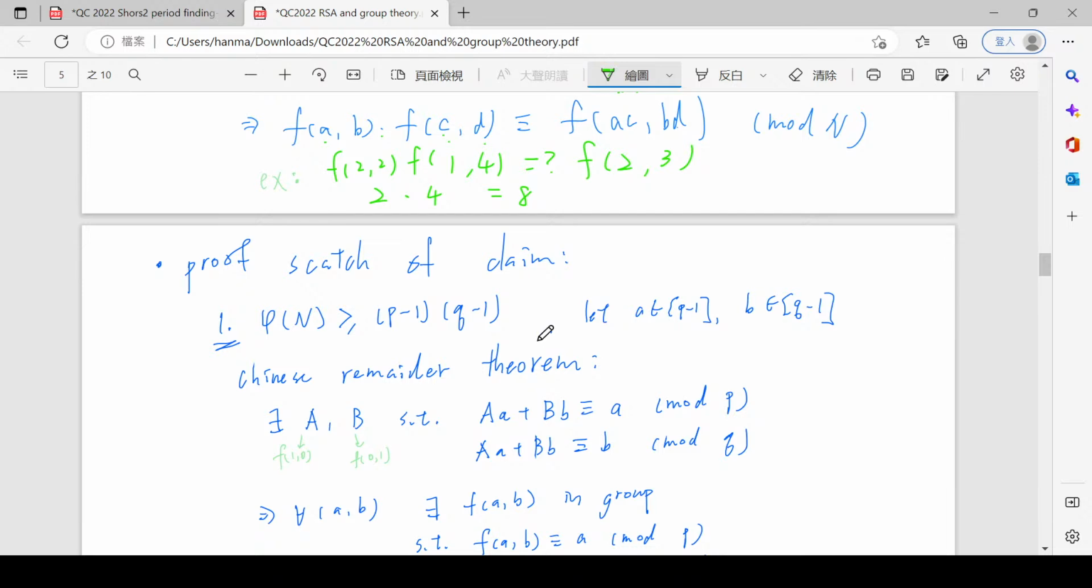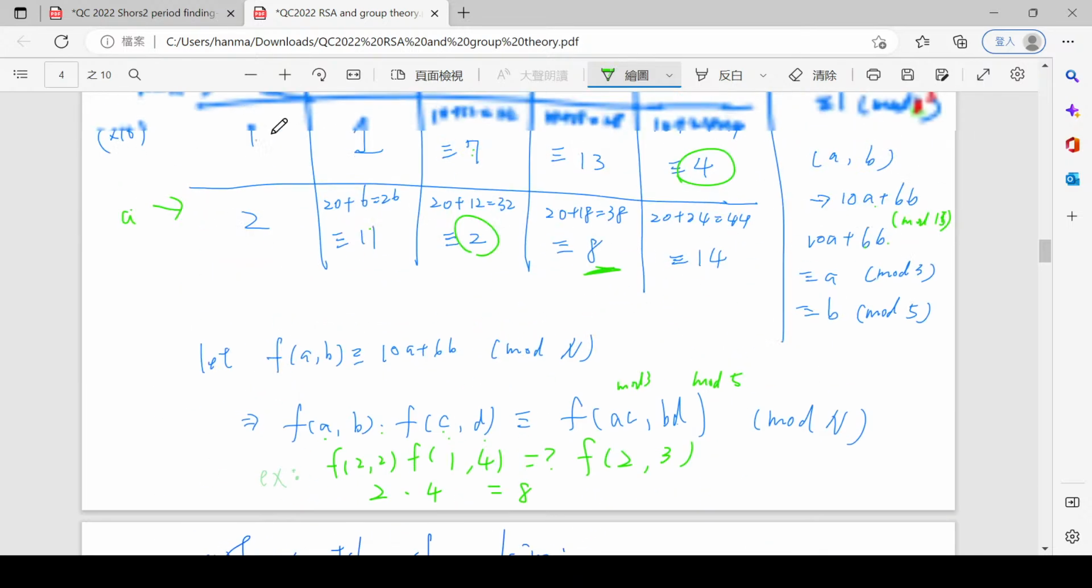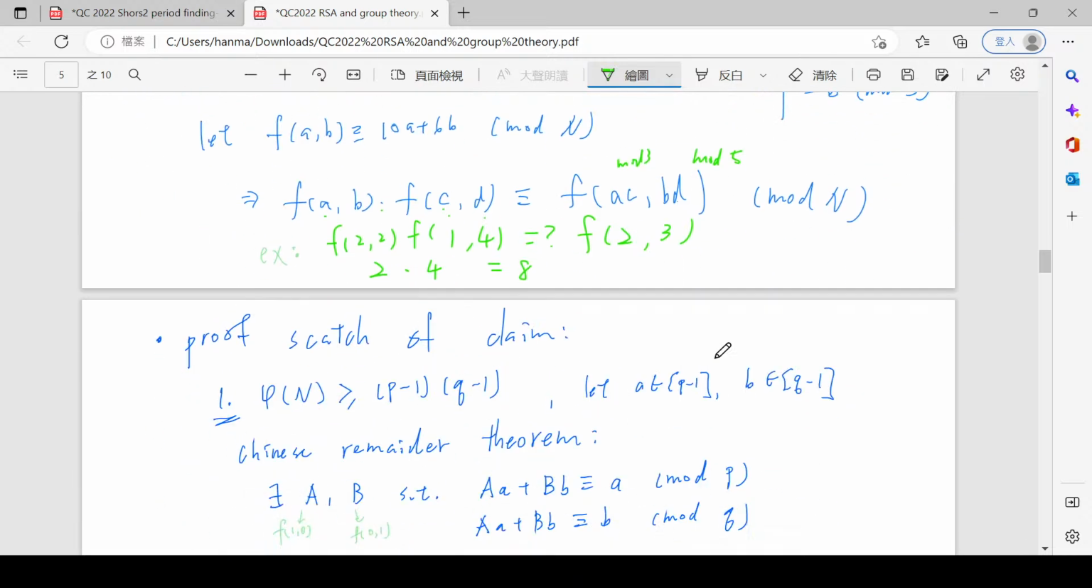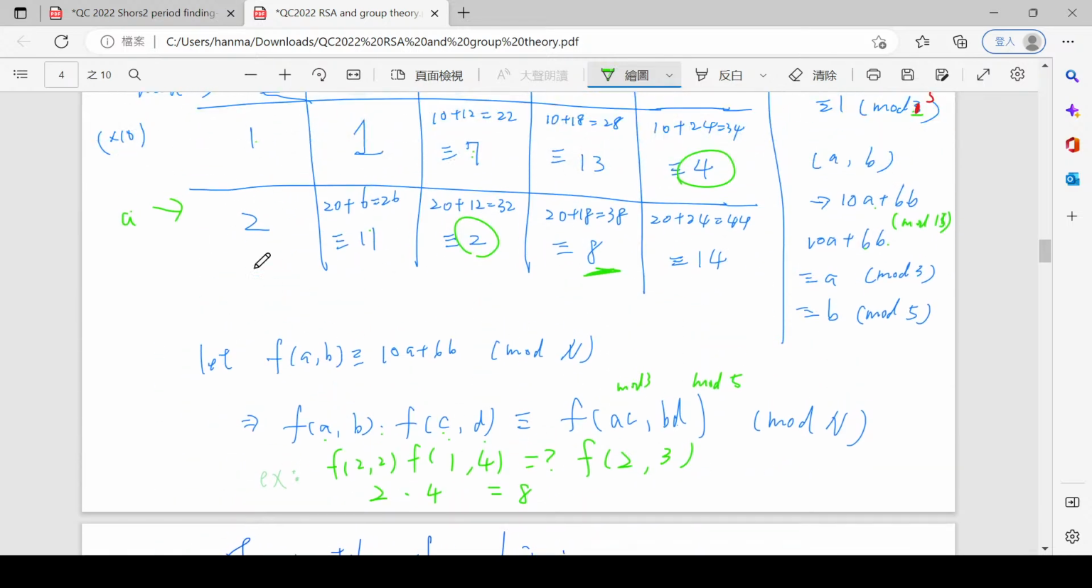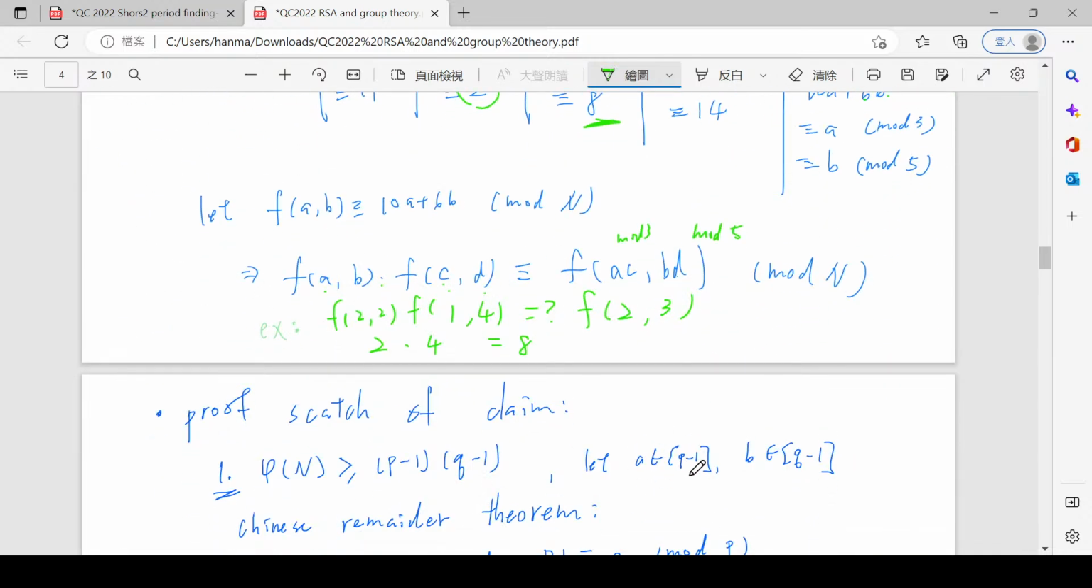Okay, so we say that for every A, that's a coordinate in this y-axis, and B in this x-axis. So A from 1 to q minus 1, and sorry, that's P. So 1, 2 to P minus 1, and B is 1, 2 to Q minus 1.